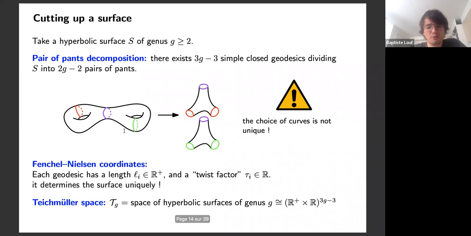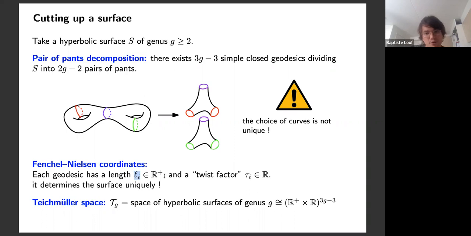And so now if I want to go the other way around, to rebuild my surface out of my list of pairs of pants, of course, I have to specify the lengths of all these curves. But also if I want to glue them back together, they have to have the same length, but there's a sort of twist factor. I can glue my pants like this or like that. So basically what it means is that for each geodesic, I need to specify a length, which is a positive number, and a twist factor, which is a real number. And this set of coordinates is called the Fenchel-Nielsen coordinates. And the cool fact is that it determines the surface uniquely.